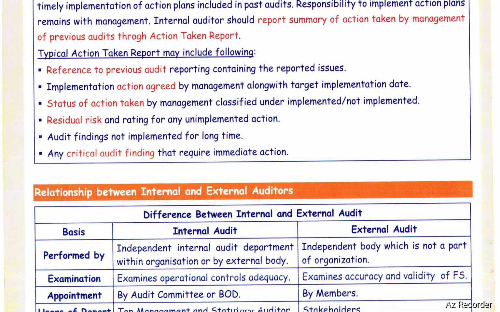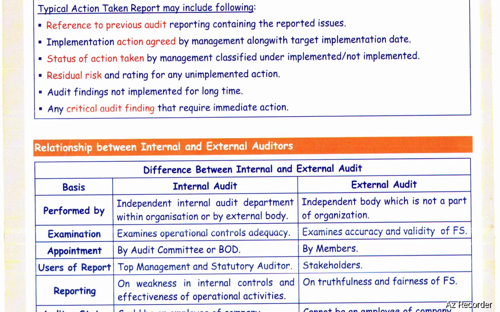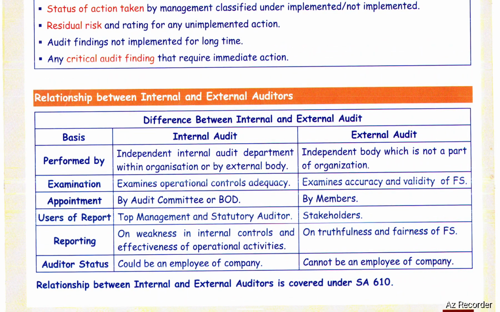A typical ATR may include the following: a reference to previous audit reporting containing the reported issues, implementation action agreed by the management along with target implementation date, status of action taken by management classified under implemented or not implemented, residual risk and rating for any unimplemented action, audit findings not implemented for a long time, and any critical audit findings that require immediate action.